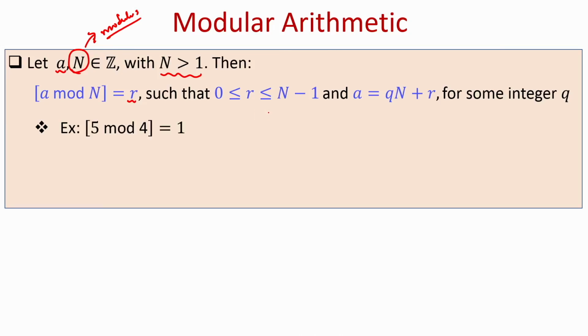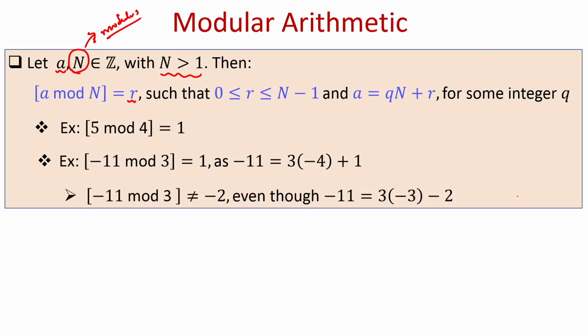For instance, 5 modulo 4 is 1 and minus 11 modulo 3 is 1. You might be wondering why minus 11 modulo 3 is not minus 2, because I can write minus 11 as q times n plus r. Why can't I do that? Well, the requirement here is that the remainder should be in the range 0 to n minus 1.